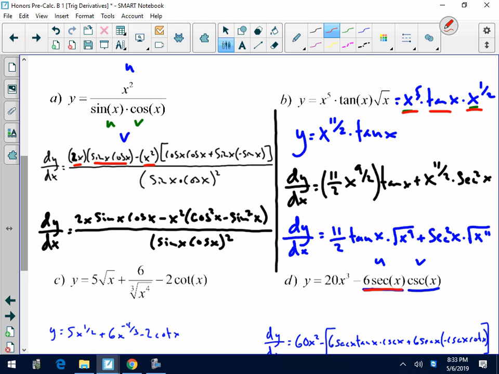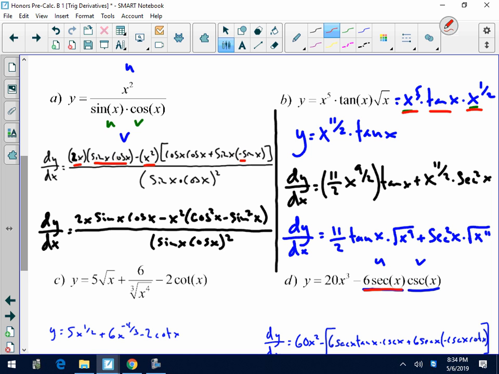I did some simplifying from here, just sort of multiplying out negatives and combining some terms right here. I said for my dy dx in the end, I would write it as 2x sine x cosine x minus x squared, and then times cosine squared x minus sine squared x, and that minus came from that negative sine x right there, over our denominator squared, so that's sine x times cosine x squared.